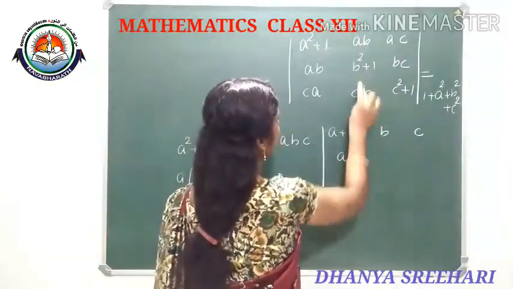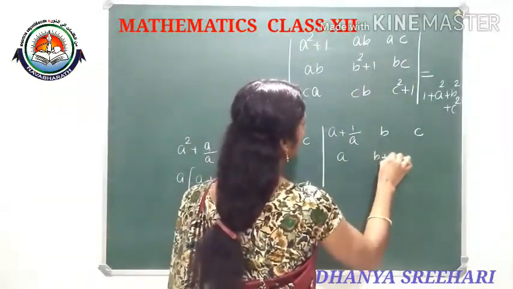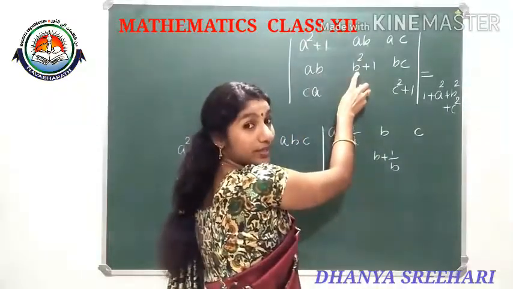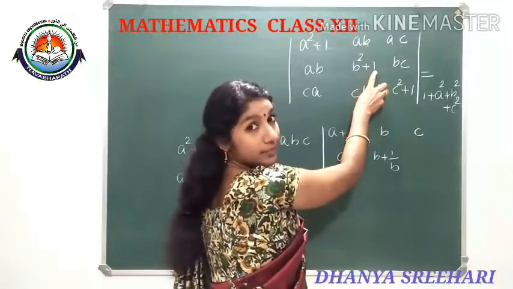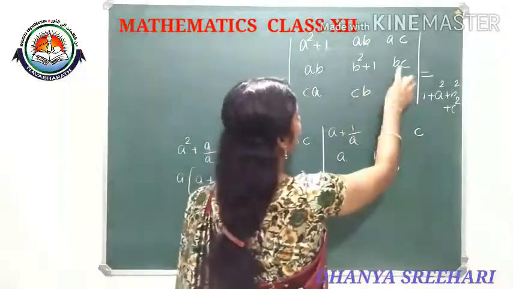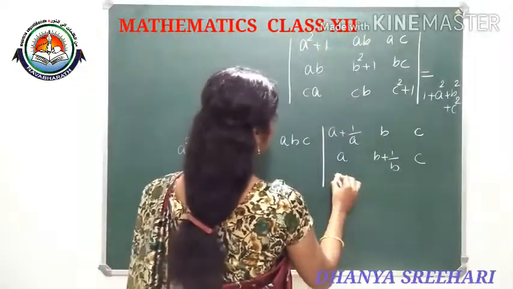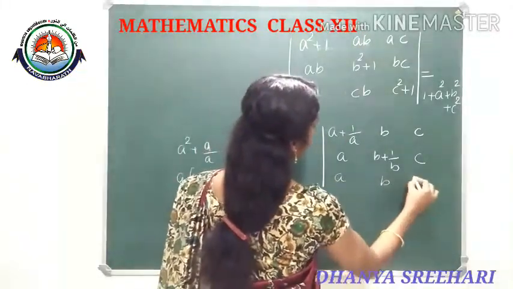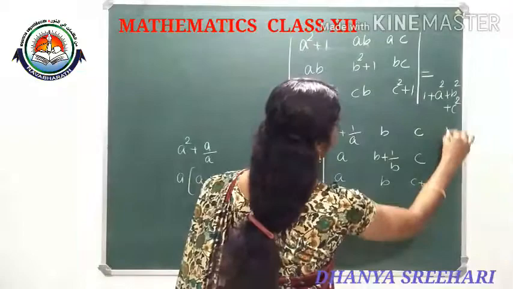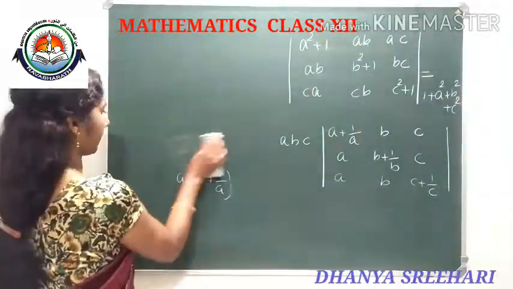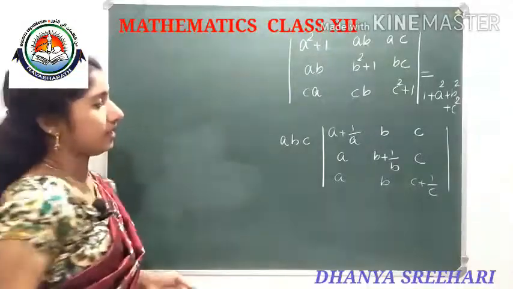So it will come A, this will come B plus 1 by B. From this term B is coming, so from B plus 1 by B, B is coming outside, it will come 1 by A balance. And this is C. And here we are getting C outside, so A, B, C plus 1 by C. Okay. Then next.